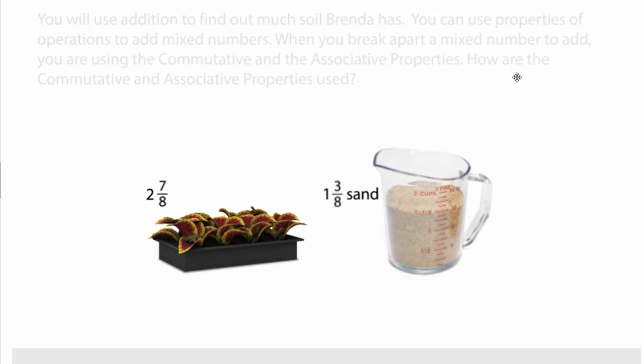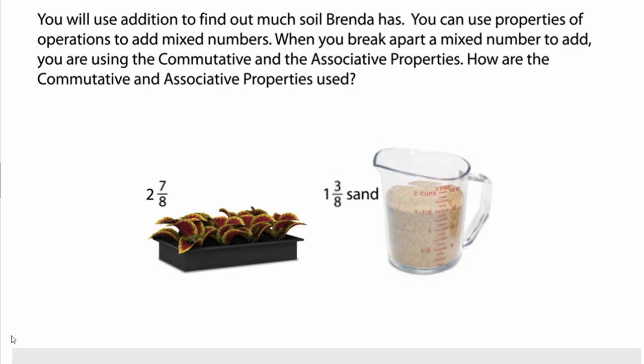You will use addition to find out how much soil Brenda has. you can use properties of operations to add mixed numbers. When you break apart a mixed number to add, you are using the commutative and associative properties. How are the commutative and associative properties used?